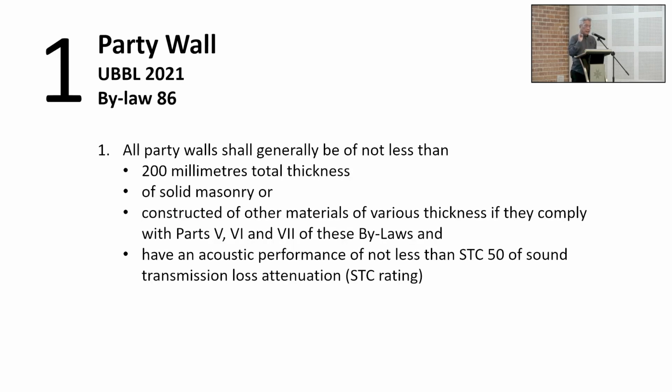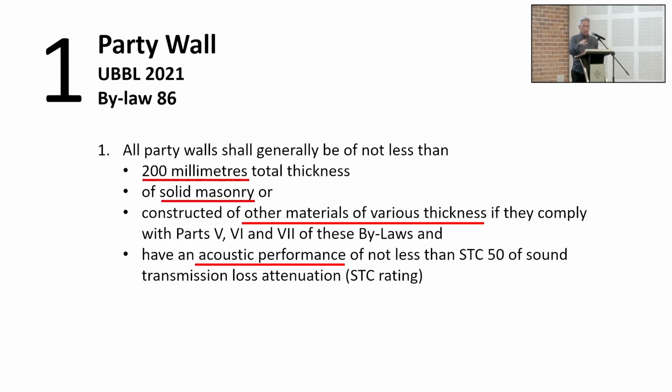Right? And the actual clause on party wall is in bylaw 86, and bylaw 86 is in part 5 of the UBBL. It's not in part 6, and it's not in parts 7 and 8. It's in the constructional requirements of a building. So all party walls shall generally be not less than 200 millimeters total thickness.